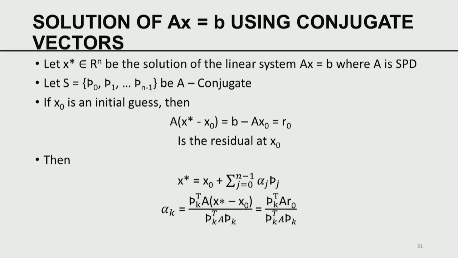With that in mind, I am now going to talk about the solution of Ax equals b using conjugate vectors. You may wonder, we started with minimization, and now I am considering Ax equals b. I would like to ask you to recall the following fact. If f of x is equal to 1 half x transpose A x minus b transpose x plus c, and I take the gradient of f of x, that is equal to A x minus b, and if I set the gradient to 0, I get A x equals b.